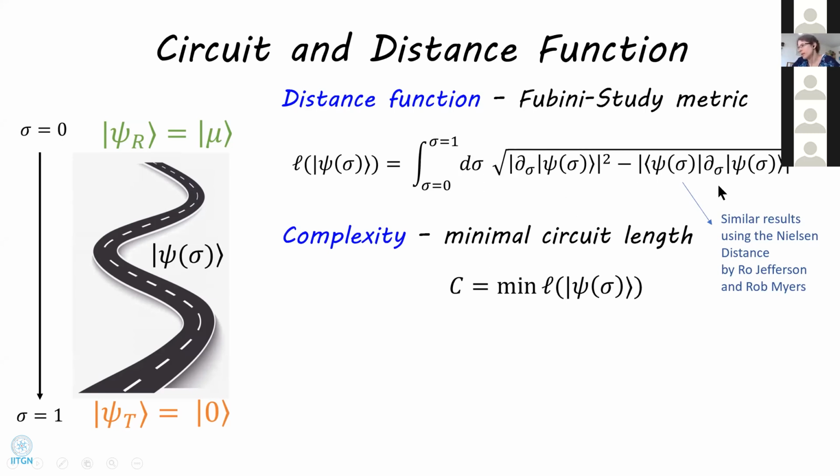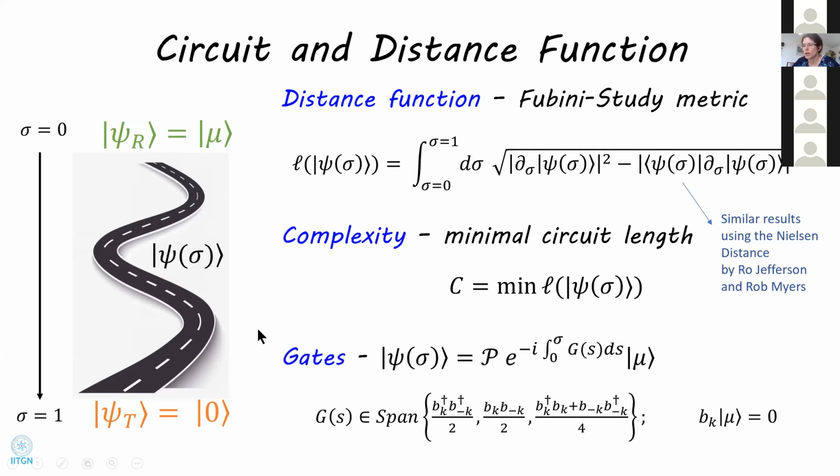Of course, there are similar results by Rob Myers and Robert Jefferson using a Nielsen distance that does give some effect to the phases. But for generic properties like the UV divergences, they behave in a very similar way. Now, the complexity, as we said before, is the minimal circuit length using the distance function. For the gates, since we are moving between Gaussian states, we are going to use quadratic gates. This is a subset of gates that you can choose. You could also extend it, and your result would not significantly differ. So this is an SU(1,1) subalgebra of generators that preserve momentum, and it makes working with these states very easy.